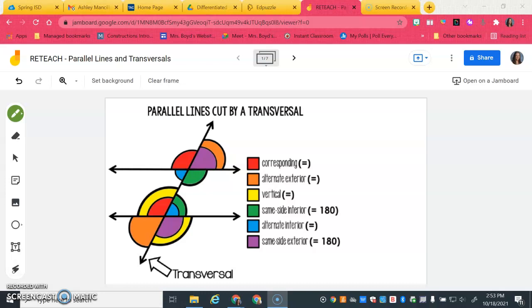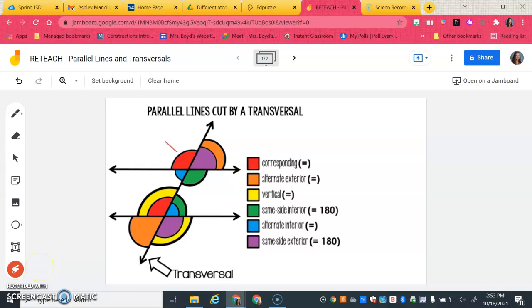All right, welcome to Common Assessment number 4, RETEACH of Parallel Lines and Transversals. I found this colorful parallel lines cut by a transversal to tell you more about the theorems that we learned and to kind of color code and visualize it for you. So we have corresponding angles. Those are the red angles. There's actually 4 pair, but those are the red ones. That's all about location, location, location.